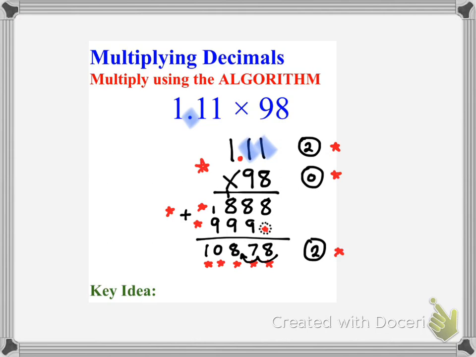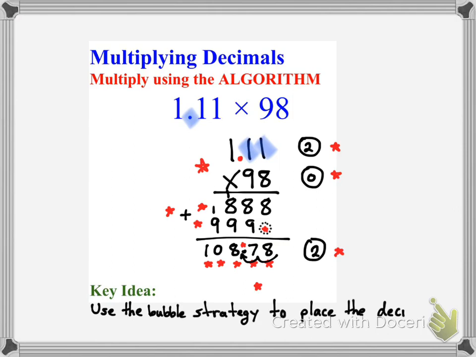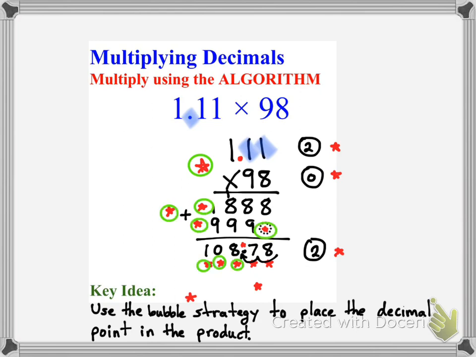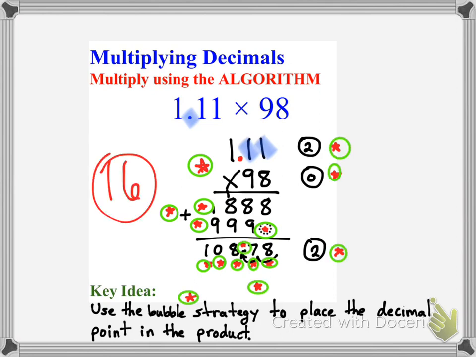So you have to move the decimal twice, and that's going to give you a star for the little swoops, and you get the decimal between the 8 and the 7, and that's going to give you a star, final star. Key idea is to use the bubble strategy to place the decimal point in the product, and that's going to give you the final star. So let's count them. We have 1, 2, 3, 4, 5, 6, 7, 8, 9, 10, 11, 12, 13, 14, 15, 16 stars for this question.